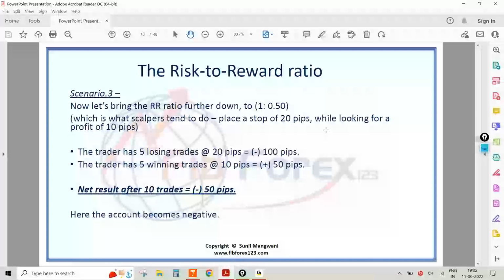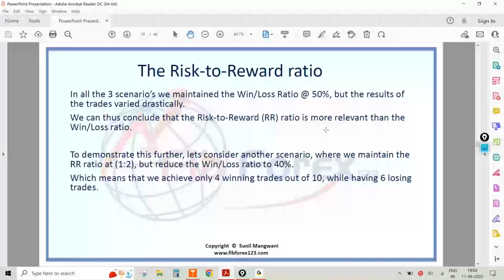Simple mathematics. Now, this is something a lot of traders don't really look at, but as I say, the numbers don't lie. What we did in all 3 scenarios, we maintained the same win-loss ratio, but the results of the trades varied drastically. So you can obviously conclude that your risk to reward ratio is more relevant than your win-loss ratio.